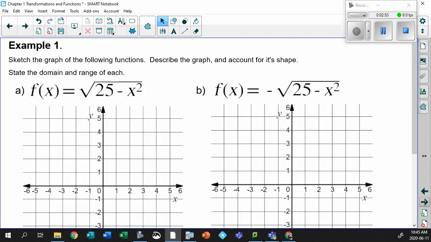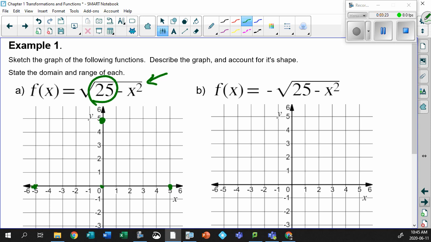Watch this. I'm going to give you 2 examples, and I'm going to go through these examples with my calculator. Let's go throw that into our calculator. Let's predict it first. It looks like a semicircle to me. It's got a 25 in it. If I square root this, I should have a radius of 5. So I'll have a dot here, a dot here, a dot here. My center is going to be here. And I should get a graph that looks like that.